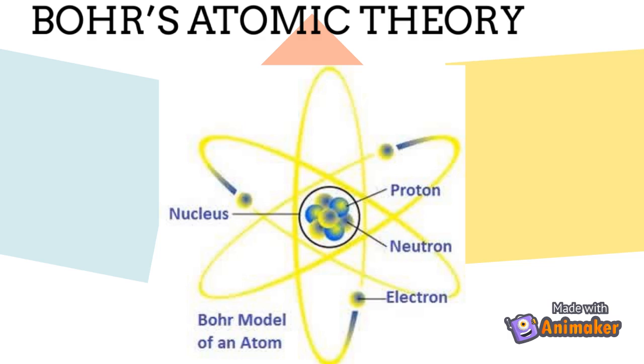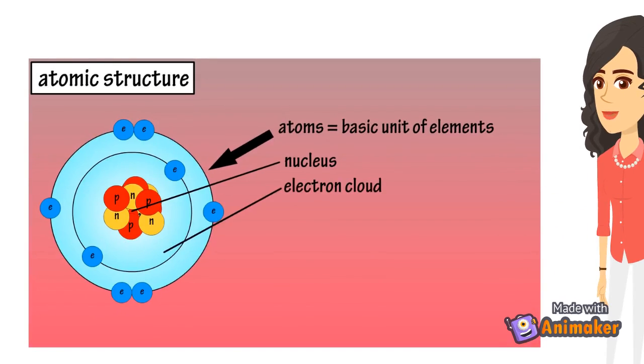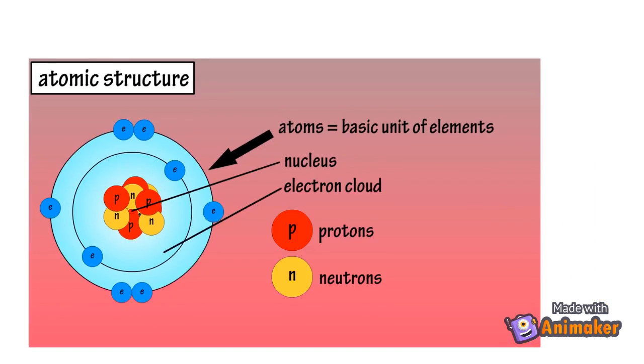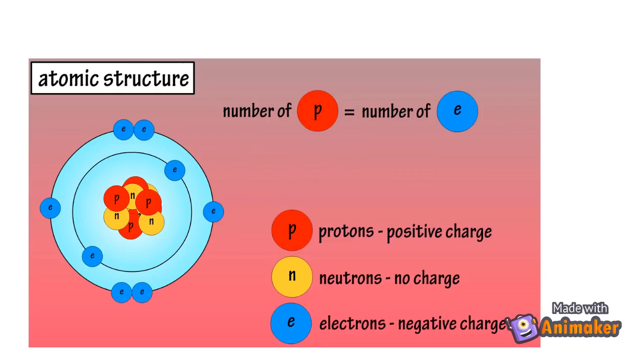According to Bohr, atoms have a planetary structure that consists of a central nucleus surrounded by orbiting electrons. An atom is a basic unit of elements. They have a nucleus and an electron cloud around the nucleus. The atomic particles include protons and neutrons, which are located in the nucleus, and electrons, which are located in the electron cloud. Proton has a positive charge, neutron has no charge, and electron has a negative charge. The number of protons and electrons are the same.